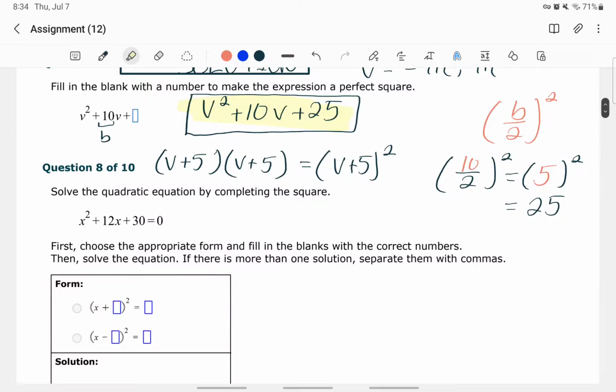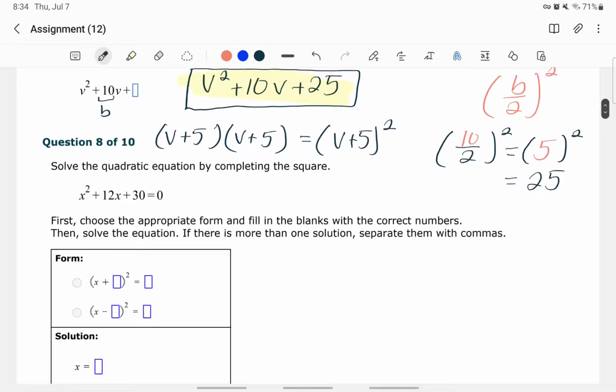Moving on to question number 8. It says, solve the quadratic equation by completing the square. It says x squared plus 12x plus 30 equals to 0. First, choose the appropriate form and fill in the blanks with the correct numbers. Then solve the equation. If there's more than one solution, separate with commas. All right. Step number 1, when you want to complete the square, move the constant to the other side. This is plus 30. Move it on the right side. It becomes minus 30.